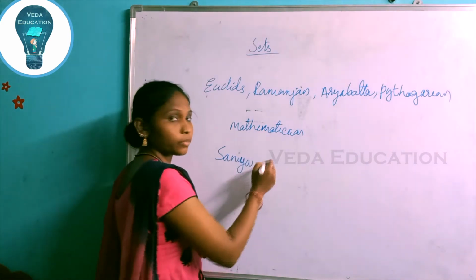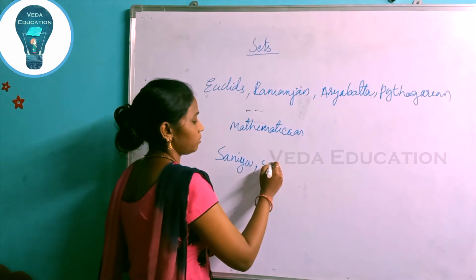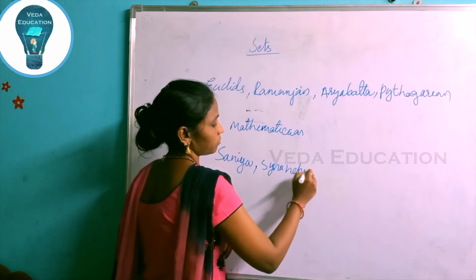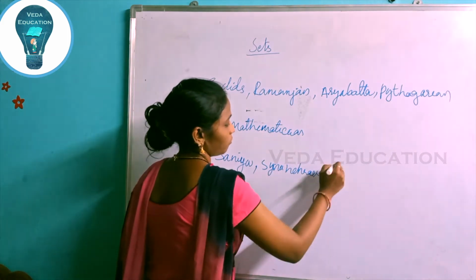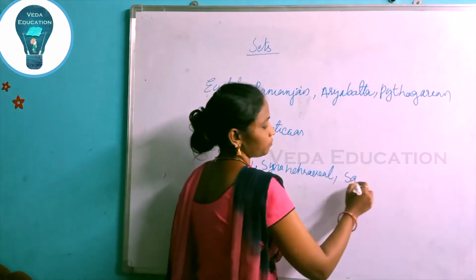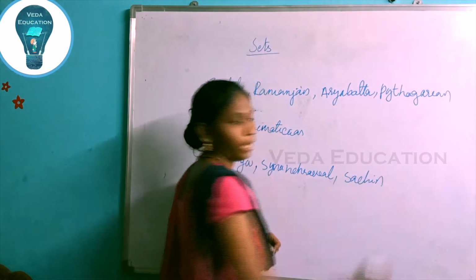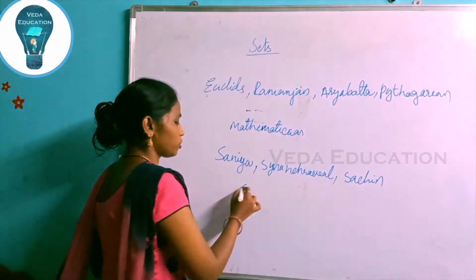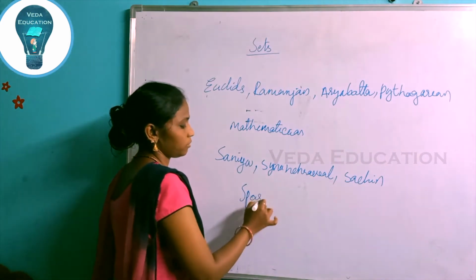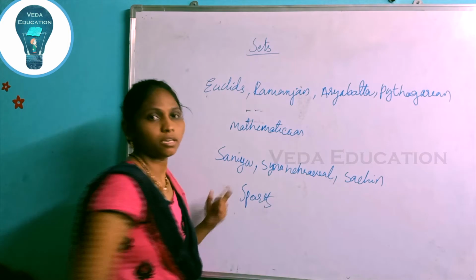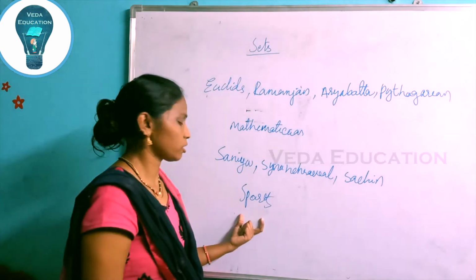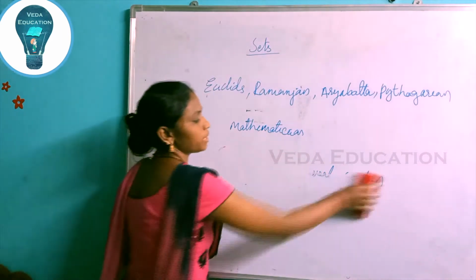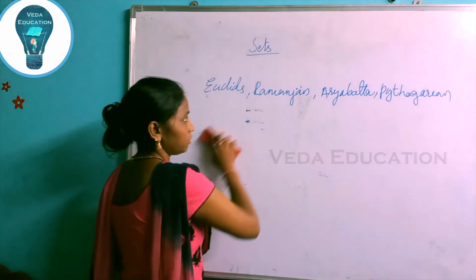Sania Mirza, Saina Nehwal, and Sachin Tendulkar. And these names are related to sports. Okay, these persons are famous in sports. Okay, by seeing some names, and some numbers and some colors.